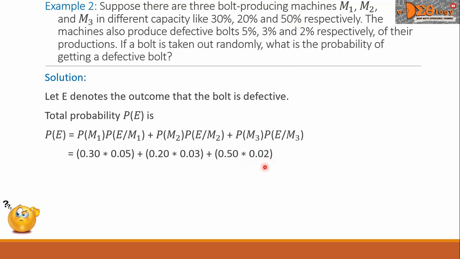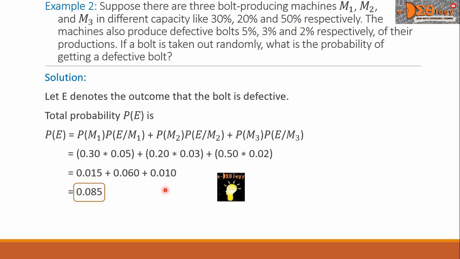Getting the corresponding products, we have now 0.015 plus 0.060 plus 0.010. And the total here is 0.085. This is the final answer. This is the total probability.